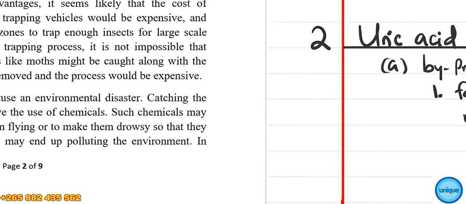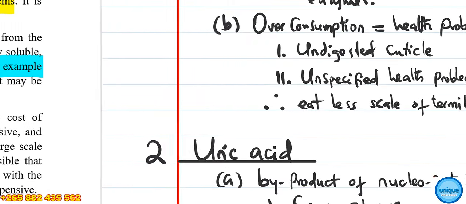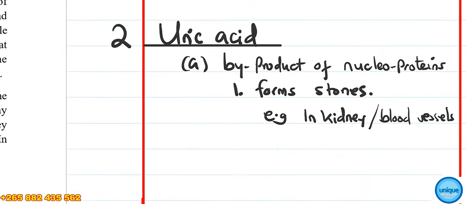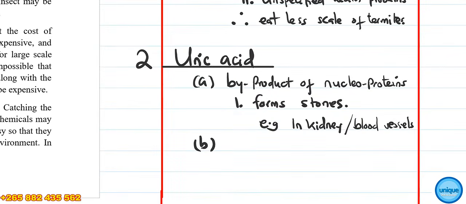So let's now move on to the same paragraph. Let's see what another supporting point is. Furthermore, the gut may contain bacteria. It carries bacteria which may be transferred to the consumer. So we put it here: gut contains bacteria.